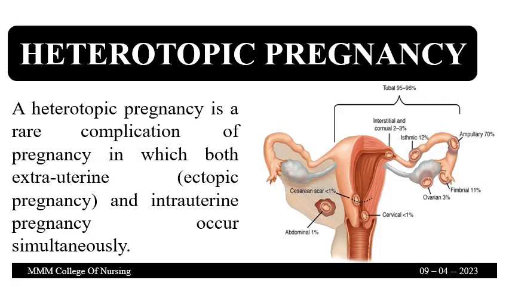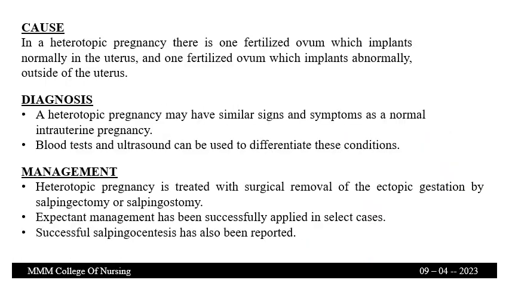Next is heterotopic pregnancy. Heterotopic pregnancy is a rare complication of pregnancy in which both extrauterine and intrauterine pregnancy occur simultaneously. So that is called heterotopic pregnancy. Causes: in a heterotopic pregnancy, there is one fertilized ovum which implants normally in the uterus and one fertilized ovum which implants abnormally outside of the uterus.